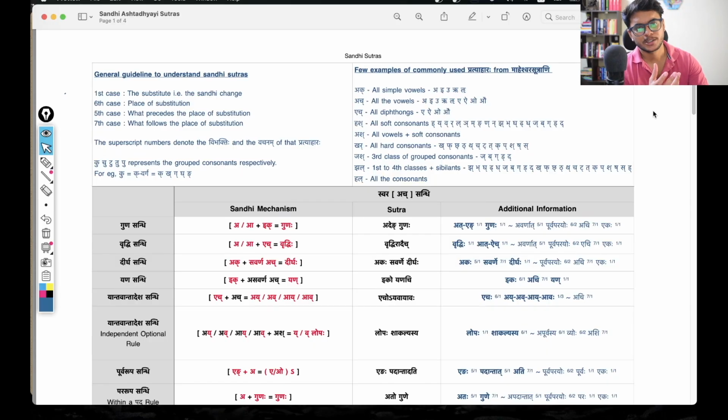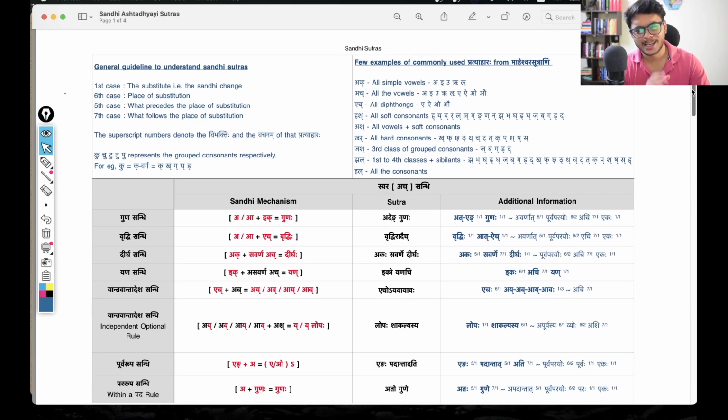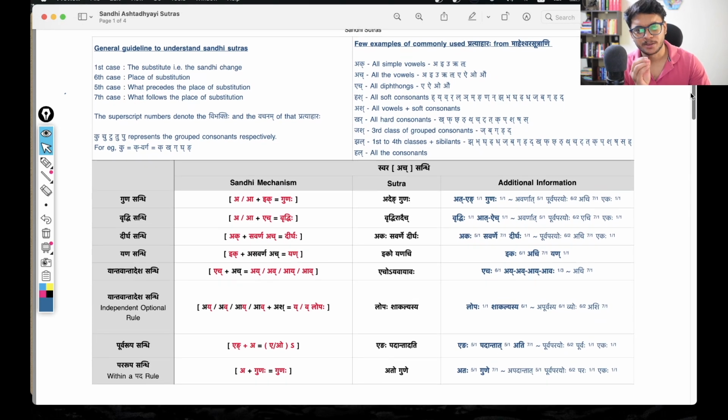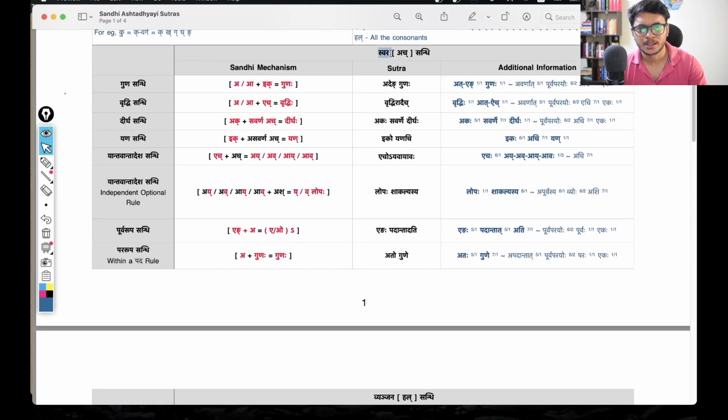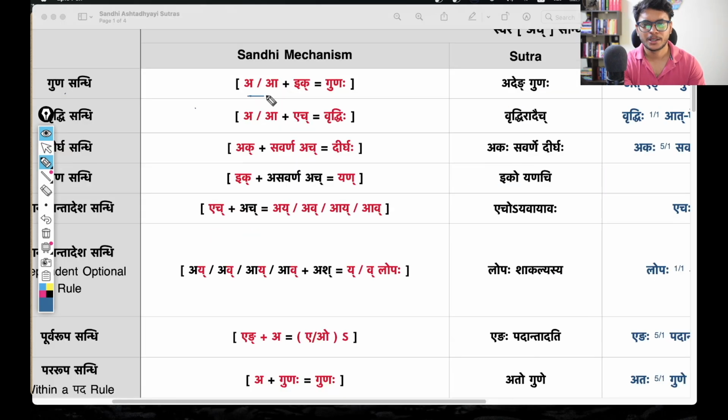So if you can see on the screen, this is the Sandhi Sutra PDF sheet that I've created. It has some guidelines that can help you to better decode the Sandhi Sutras. There are the categories. So this is the Vowel Sandhi, the Swara Sandhi. Then all the different Sandhis, Guna Sandhi, Vriddhi Sandhi, Dirgha Sandhi. So you have the Sandhi mechanism, that is, how do we understand this Sandhi? What is the Purva Pada, what is the Para, what comes afterwards, and then what is the Sandhi change that happens. So this is how we understand the Sandhi.